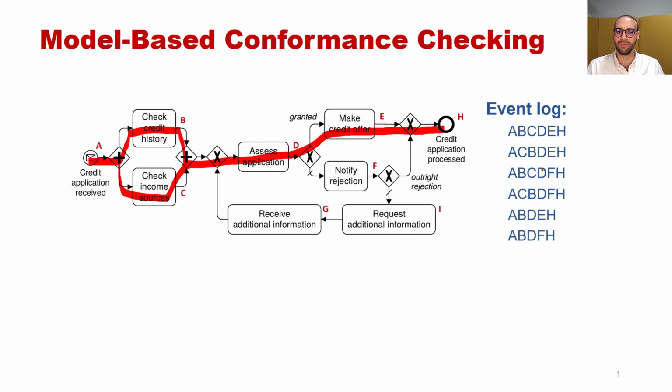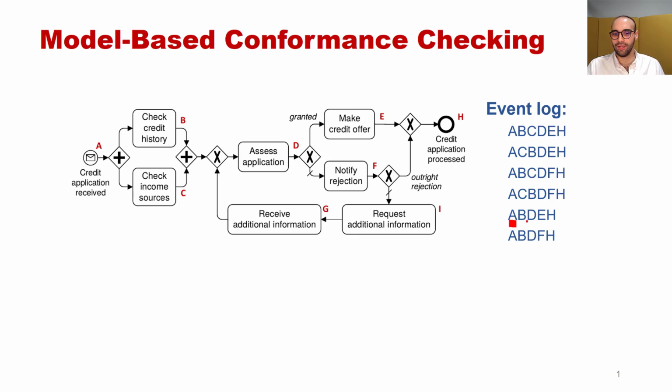Okay, it's valid. A, B, C, D, F, H, and A, C, B, D, F, H. So these traces already exist in the model, so they are already compliant with the model.